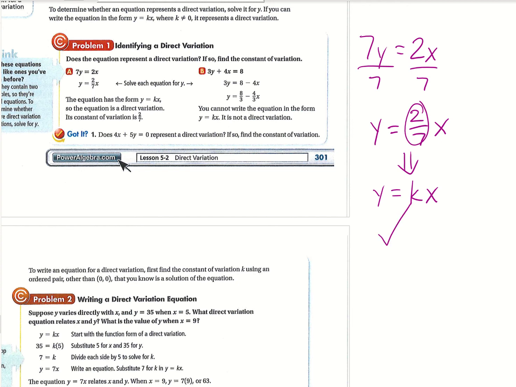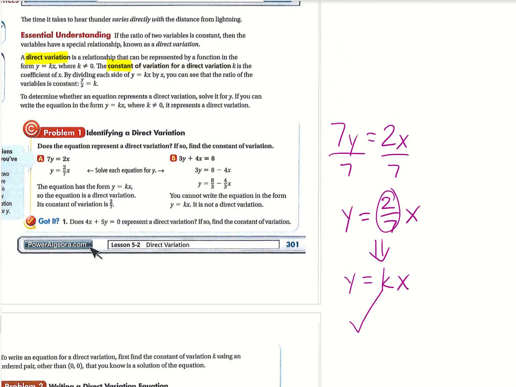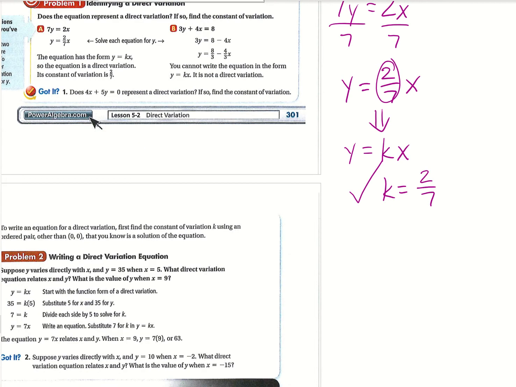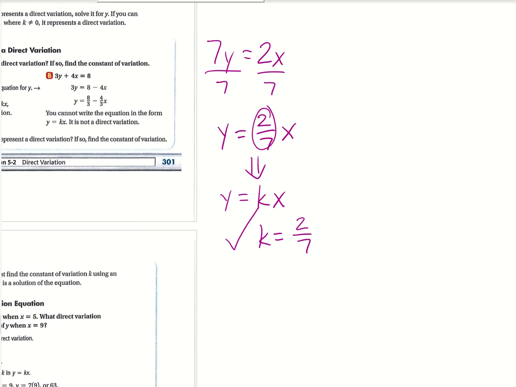All right, so this one is a direct variation. And then the constant of variation, if we go back up here, the constant of variation is just k. All right, so we can define the constant of variation. Give me just a sec there. All right, so as I was saying, the constant k is equal to 2/7.